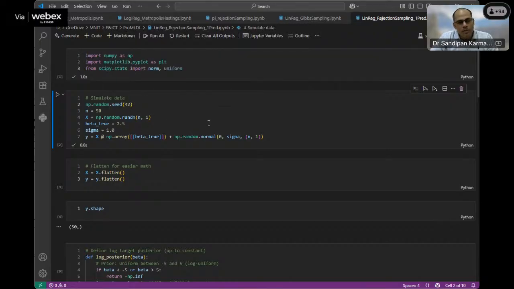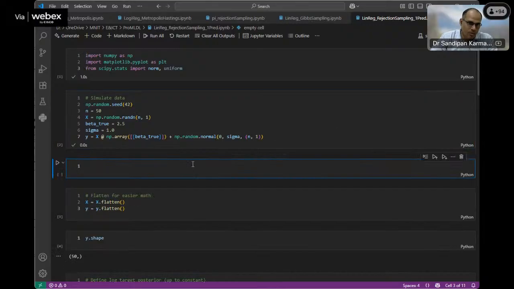The true beta coefficient, that is the coefficient of the linear regression, for this one predictor linear regression, is 2.5. The error has standard deviation 1, so variance is also 1. Okay, and I am generating the response value. Let me plot this, then we'll see exactly how it looks.